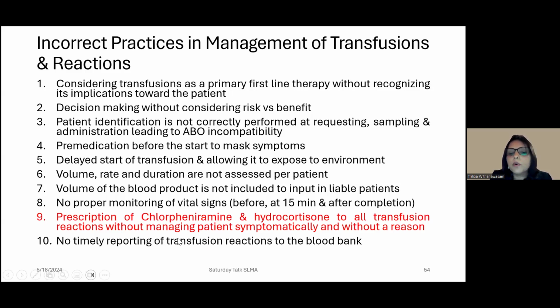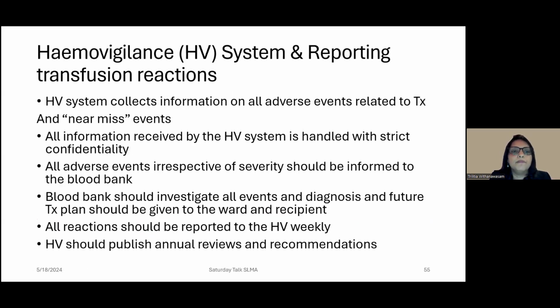We have also seen no timely reporting of transfusion reactions to the blood bank, but we have to report. So this is the last slide. The hemovigilance system is the national system. We have the National Blood Transfusion Service. The hemovigilance system collects all the information about adverse events, including near miss events. Where you have not made an error affecting the patient, but if your error could have had a major implication for the patient, those are near misses, and we also collect that information.